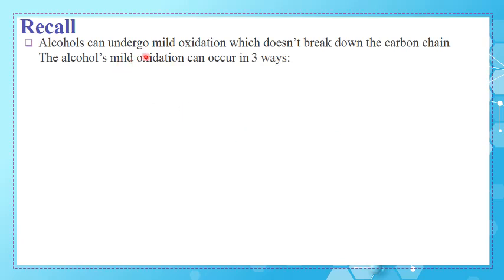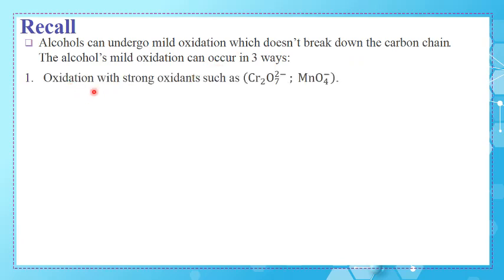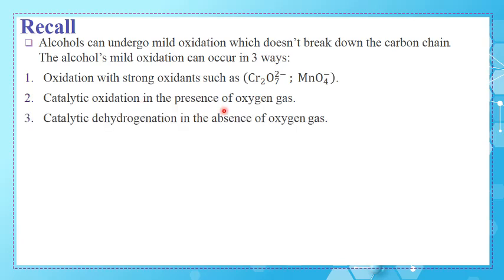We know that alcohols can undergo mild oxidation, which doesn't break down the carbon chain. So upon mild oxidation, only the functional group is concerned. We saw also that mild oxidation of alcohols can occur in 3 ways. The first one is the oxidation with strong oxidants such as dichromate and permanganate. This method was studied in detail in the previous chapter. Today, we have to study the catalytic oxidation in the presence of oxygen gas, and the third method, which is the catalytic dehydrogenation in the absence of oxygen gas.